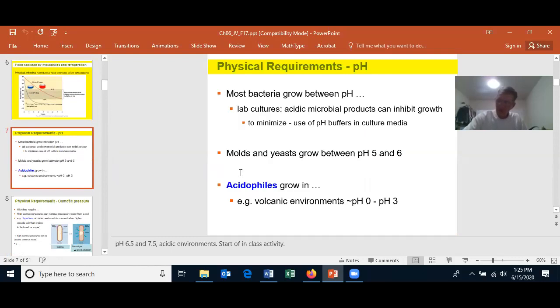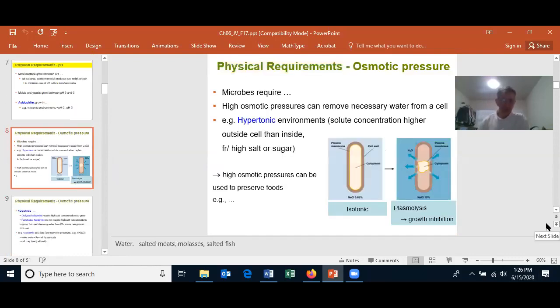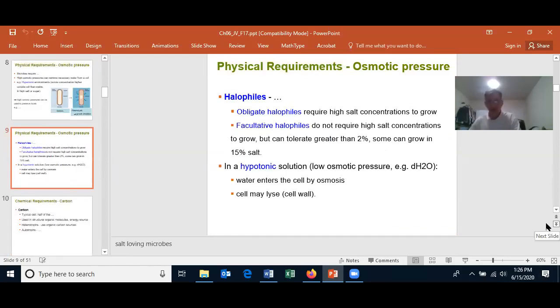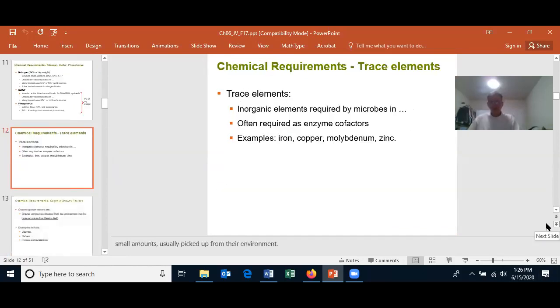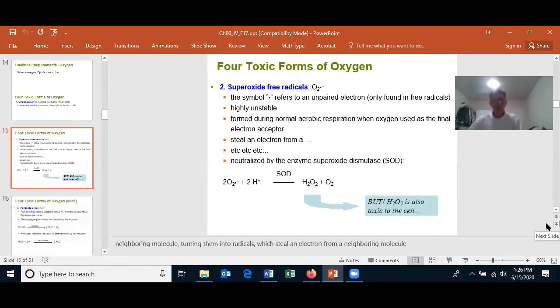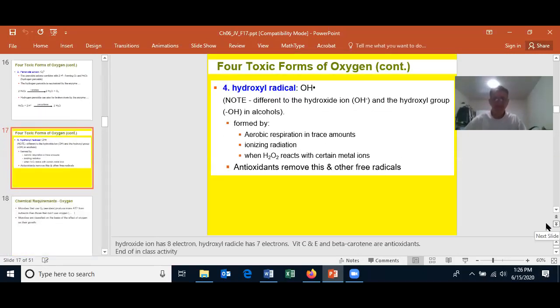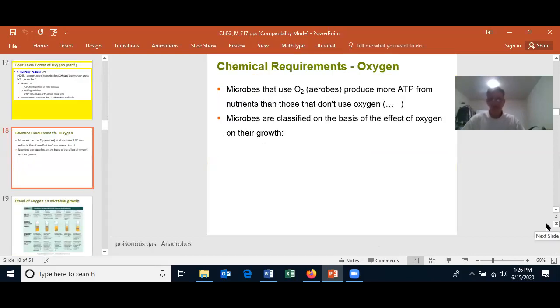In some of the physical requirements for cells to grow, I've got it in the worksheet. It's pretty straightforward, so I'm not going to talk about those, like acidophiles, things that grow in acid environments. All right, so that's where the end of the worksheet is. So let's move on to the next slide.